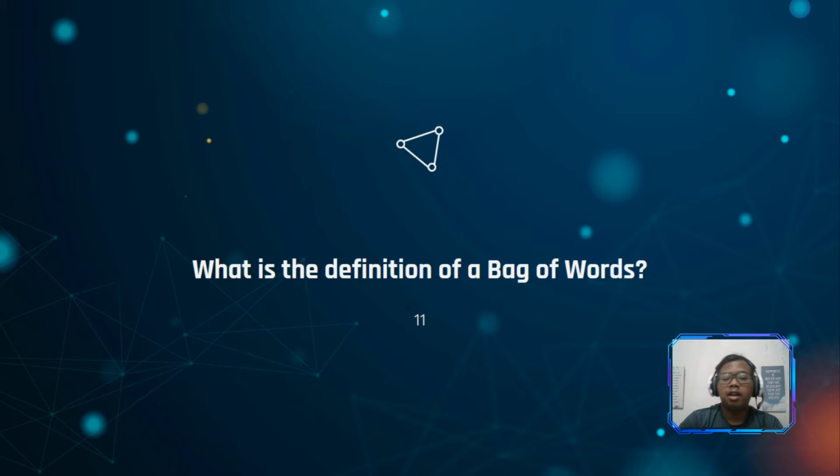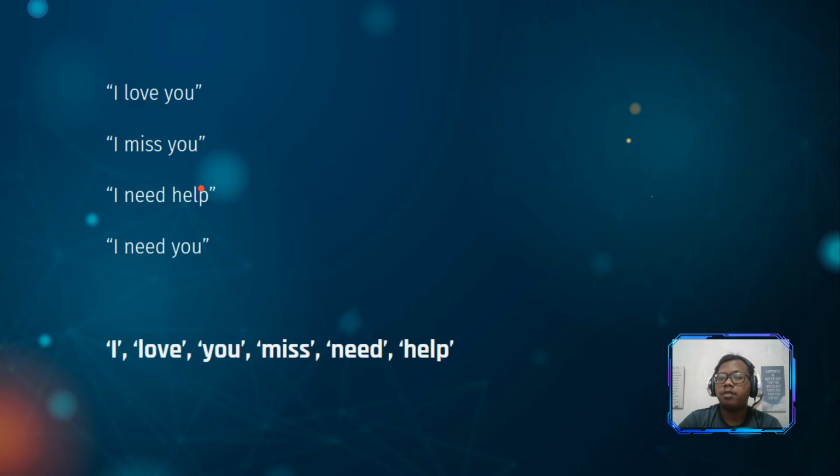In the bag of words approach, we use the tokenized words for each observation and find out the frequency of each token. For example, I have 4 sentences here: I love you, I miss you, I need help, and I need you. Then we treat each sentence as a separate document, and we make a list of all words from all 4 documents, excluding the punctuation, and then we get I, love, you, miss, need, and help.